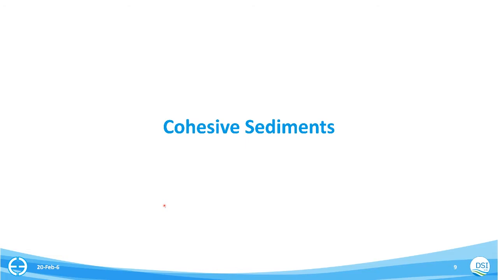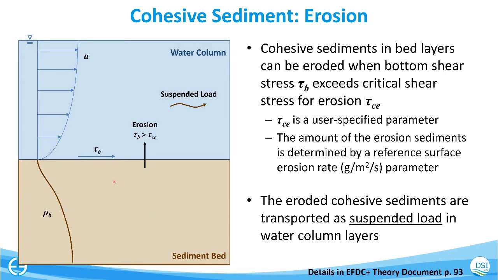So let's see how the EFDC sediment transport module simulates the behavior of cohesive sediments. Cohesive sediments in bed layers can be eroded when bottom shear stress tau B is larger than the critical shear stress for erosion of cohesive sediments. tau CE is a user-specified parameter, so you can put any number you want during the model development. And also the amount of eroded sediments is determined by a reference surface erosion rate parameter. As I said before, you can put any number for the reference surface erosion rate parameter values. And the eroded cohesive sediments are transported as a suspended load in water column layers.